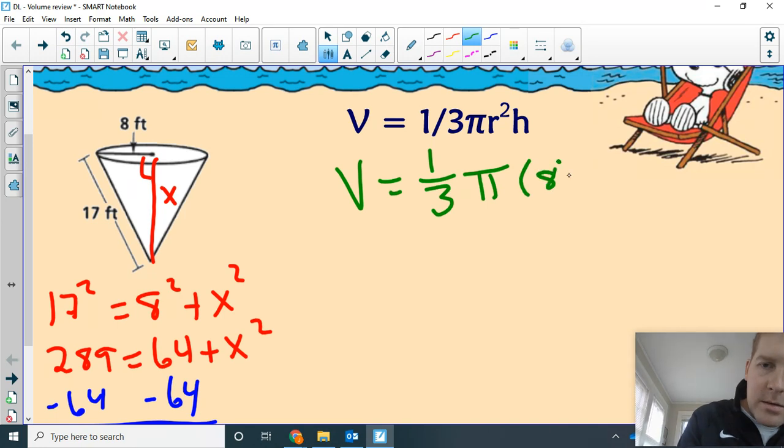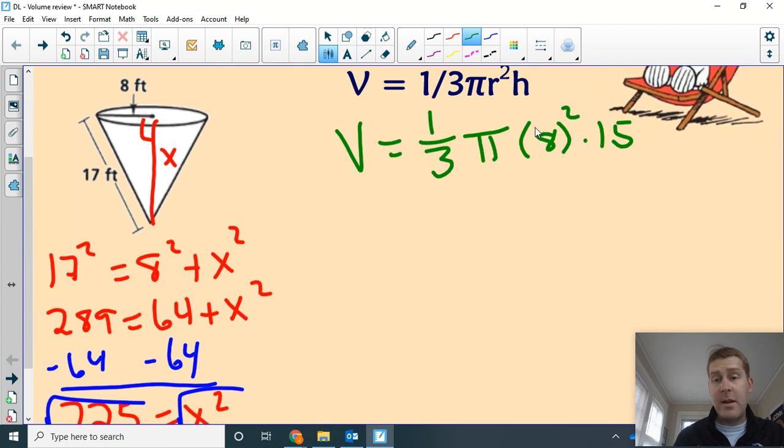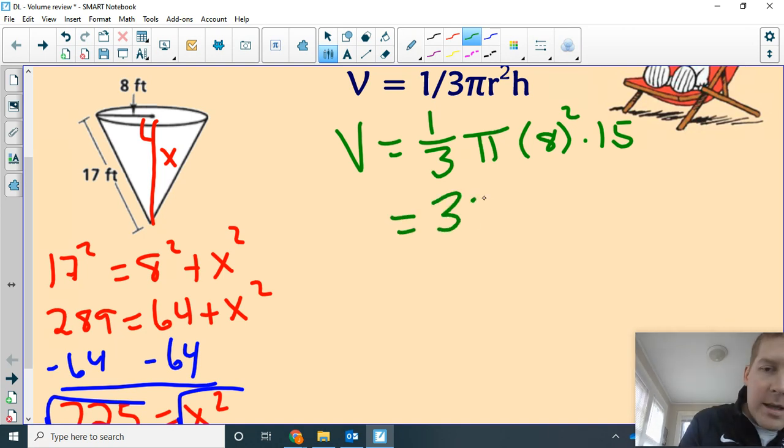So it's 8 squared times our height we just found of 15. What I like to do is multiply all the numbers together first. So I'm going to do 8 squared, which is 64, and multiply that by 15. Then instead of multiplying by 1/3, I find it a hair quicker to divide by 3 on my calculator. So 64 times 15 divided by 3, we end up with 320.